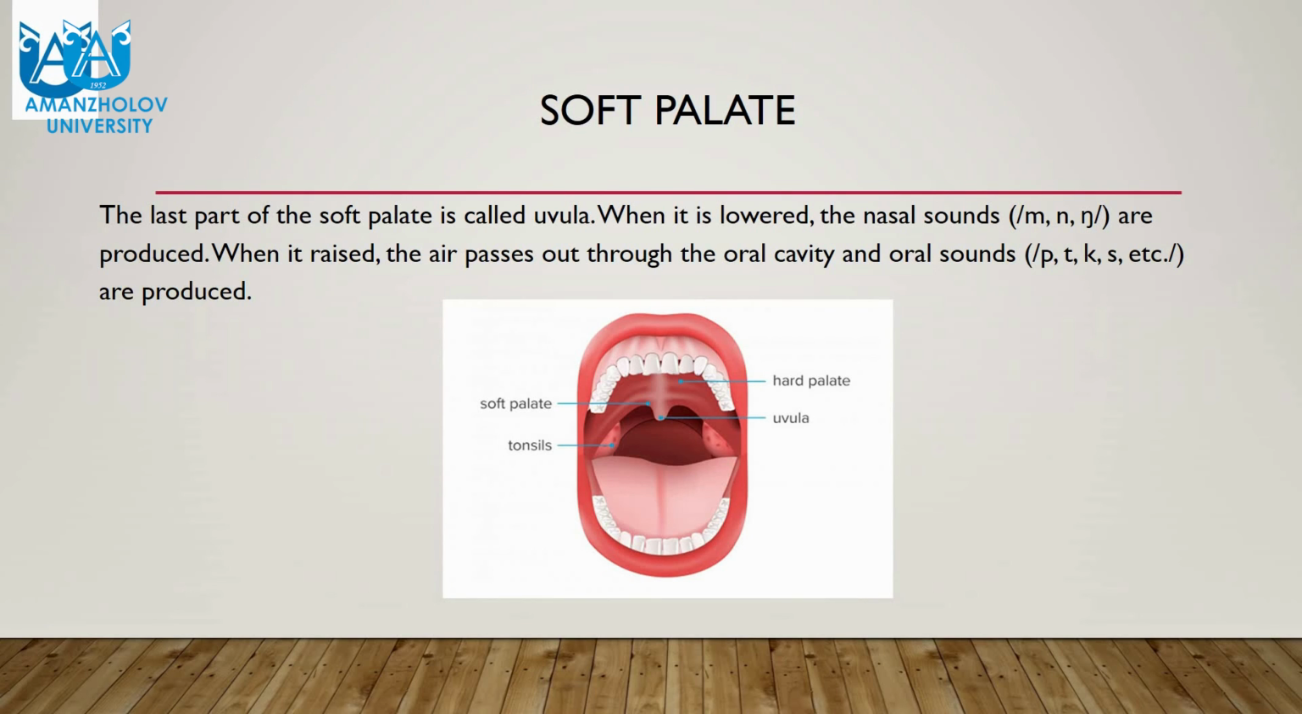Soft palate. The last part of the soft palate is called the uvula. When it's lowered, the nasal sounds are produced. When it rises, the air passes out through the oral cavity and oral sounds like p, t, k, s are produced. And now you are able to name these organs of speech and define their functions in pronunciation.